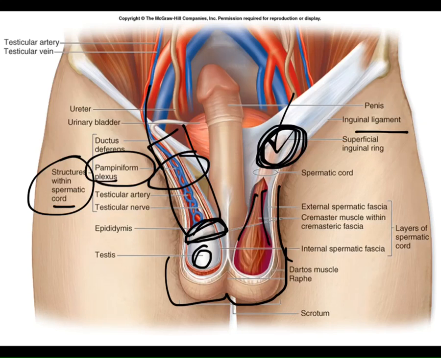Now, why do you think there has to be a series of veins going through? Why do you think there's a pampiniform plexus? We usually think of a plexus as being a group of nerves. In this case, the pampiniform plexus is a group of veins. But why would there need to be a group of veins passing through the spermatic cord? Any hypotheses?